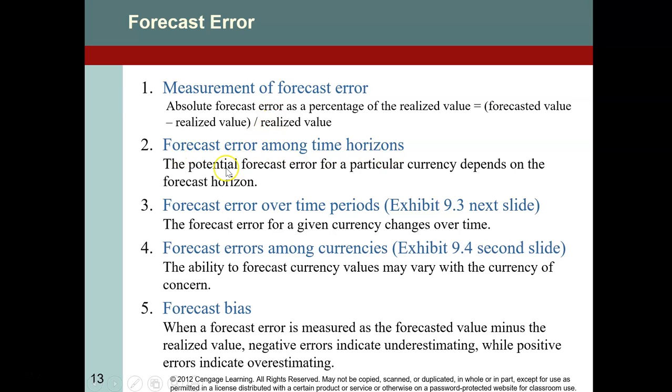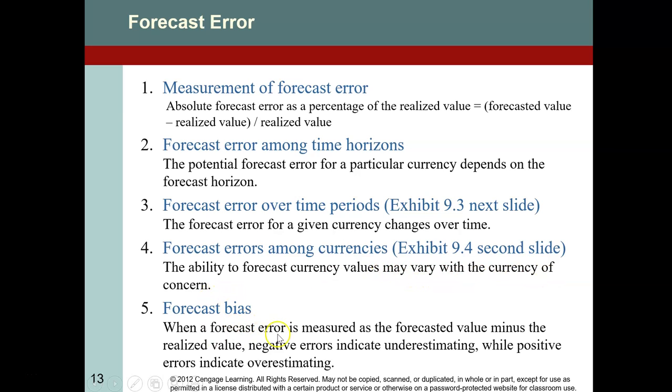Among time horizons, the potential forecast error for a particular currency depends on the forecast horizon. Over time periods, the forecast error for a given currency changes over time. Among currencies, the ability to forecast currency values may vary with the currency of concern.